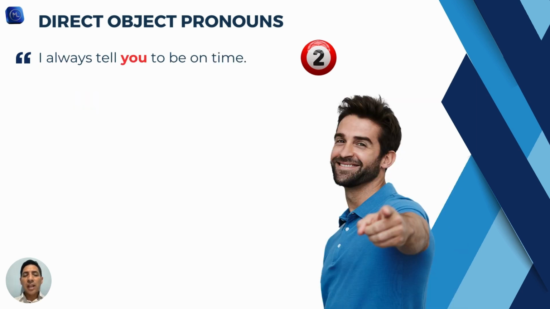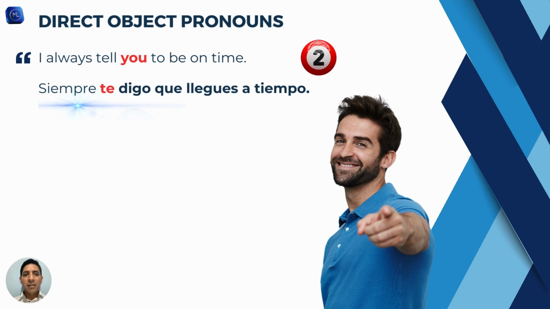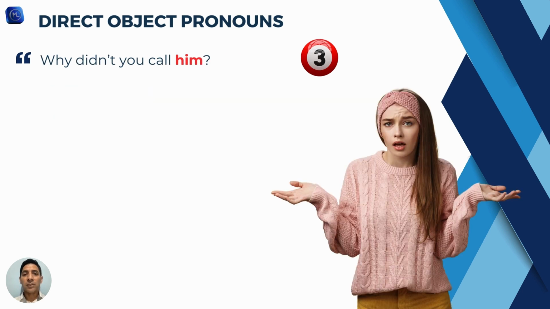So how would you say this in Spanish? I always tell you to be on time. How would you say that in Spanish? That would be siempre te digo que llegues a tiempo. Siempre te, because it's to you. Siempre te digo. And remember that we place it before the verb.